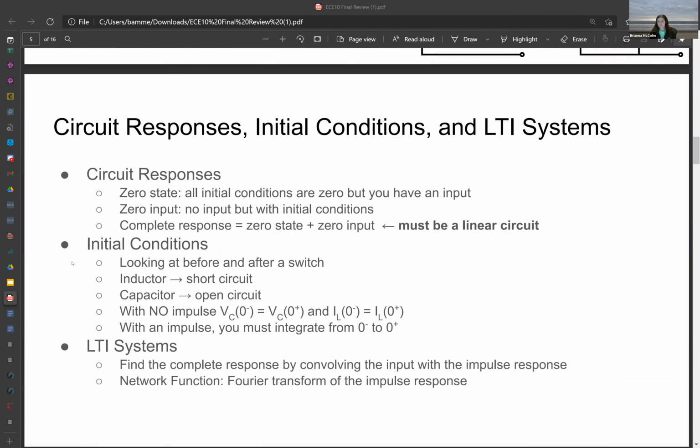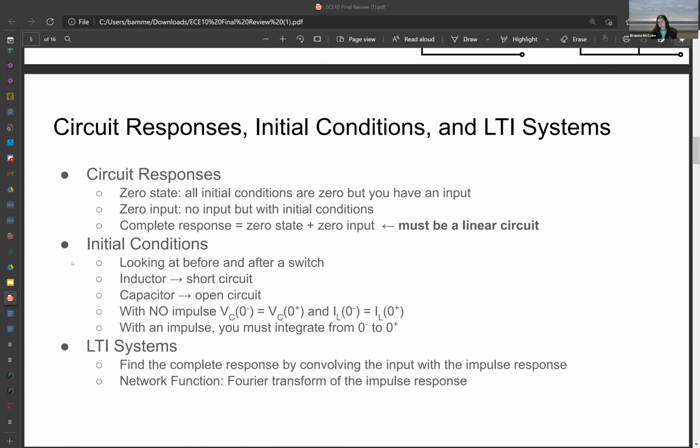Now, circuit responses, it's important to understand some terminology. There's a lot of different states, but these are the two most important and fundamental for you to know. So the first is the zero state. So all initial conditions are zero, but you have an input, and you're just looking at how that circuit responds to the input if you had no energy storage or anything leading up to it.